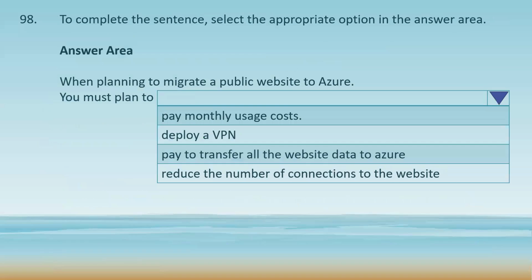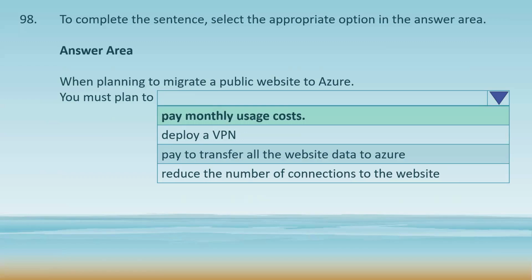To complete the sentence, select the appropriate option in the answer area. Now you have a statement: when planning to migrate a public website to Azure, you must plan to, your options are: pay monthly usage costs, deploy a VPN, pay to transfer all the website data to Azure, reduce the number of connections to the website. So the correct answer in this case is pay monthly usage costs.